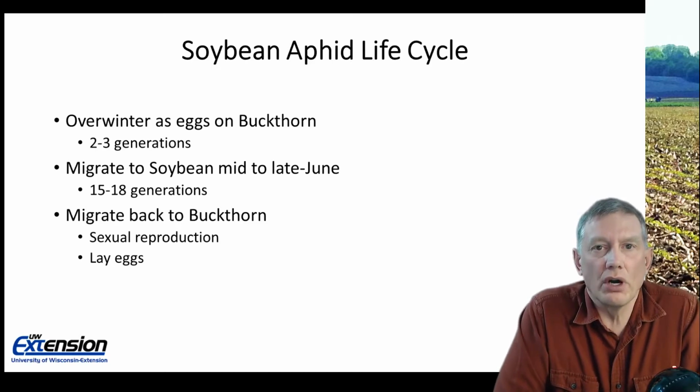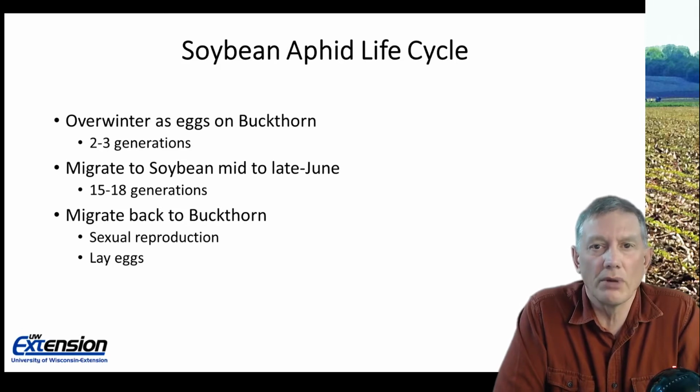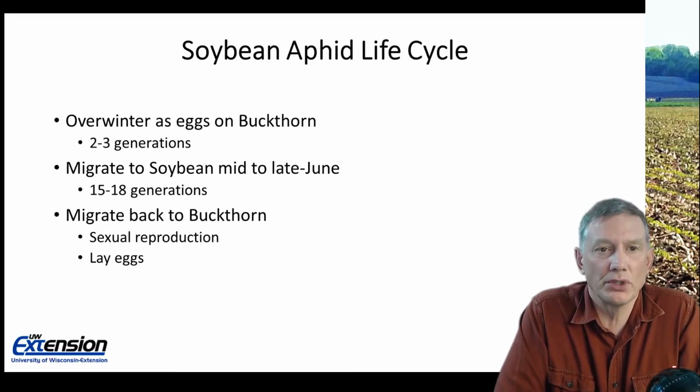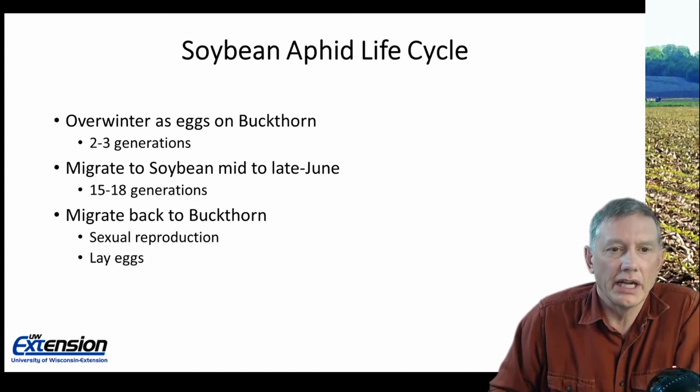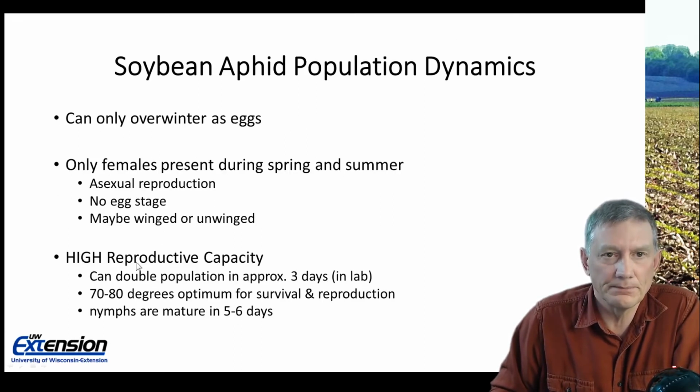Soybean aphids overwinter on buckthorn. At that point in time, there'll be 2 to 3 generations per year before they migrate to soybeans. They typically will migrate to soybeans in mid to late June. We have seen populations get started on soybeans in Wisconsin even right around Memorial Day. They'll go through maybe 15 to 18 generations on soybeans, and then they'll migrate back to buckthorn, where they will go through sexual reproduction and lay eggs. And it is only the egg stage that can overwinter in Wisconsin.